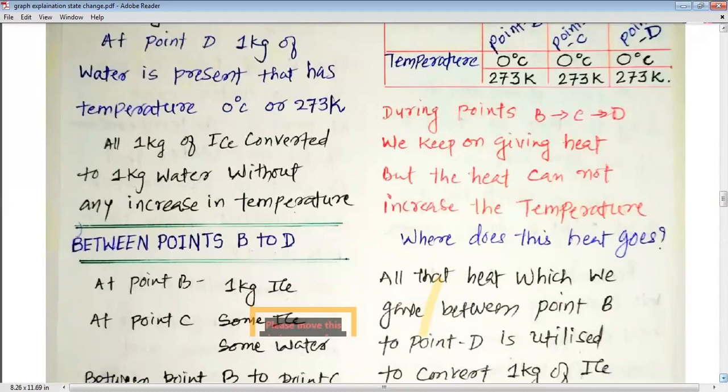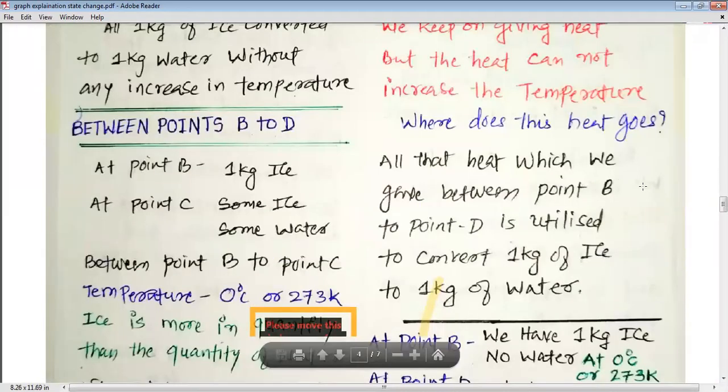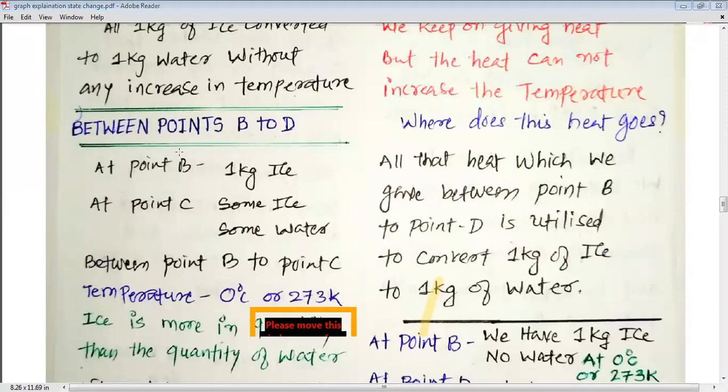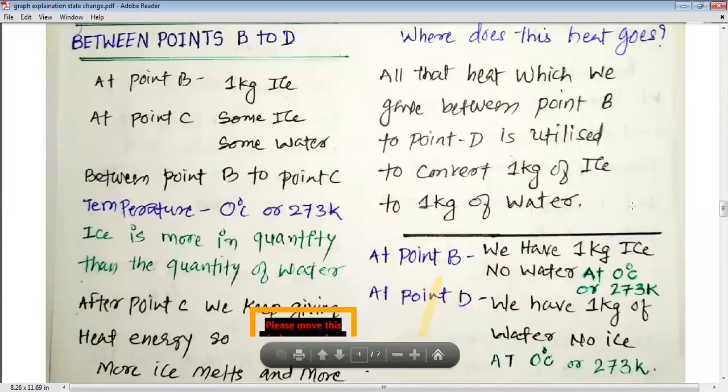Now the question arises, where does this heat go? From point B to point D, we keep on giving heat, but still the temperature does not rise. Then where does this heat go? All that heat which we gave between point B and point D is utilized to convert 1 kilogram of ice into 1 kilogram of water.